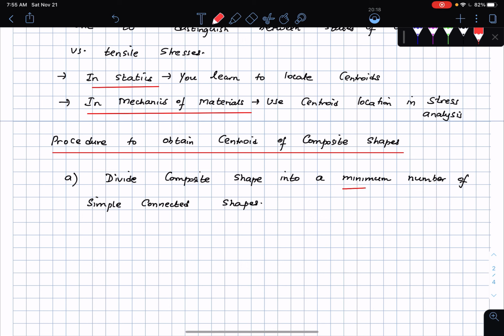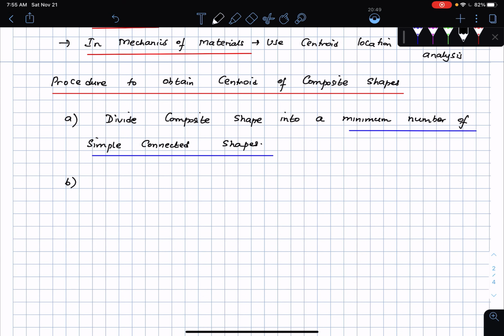You can take a body and divide it into an infinite number of rectangles or triangles. That is typically what you would like to do in finite element methods. Not an infinite number, but a very large number if necessary. That is not what we want to do here. We want to break it into a minimum number of simple connected shapes. Remember that.